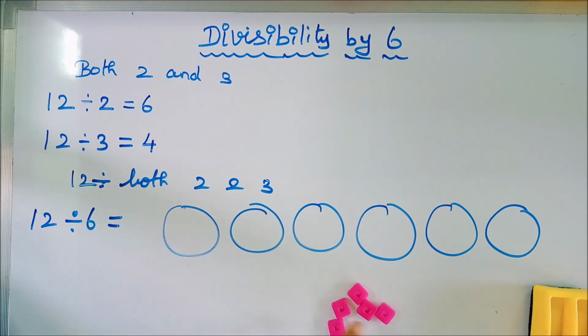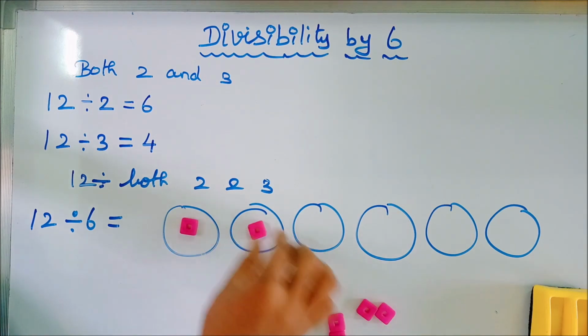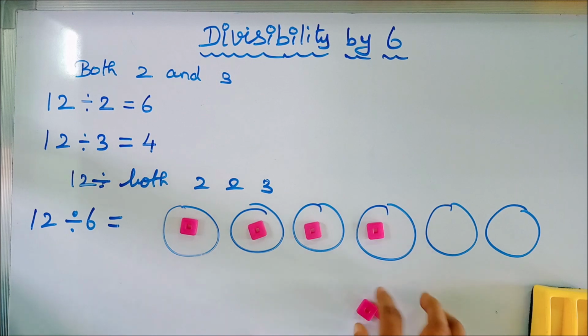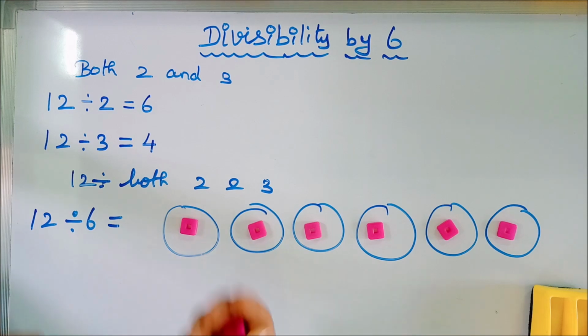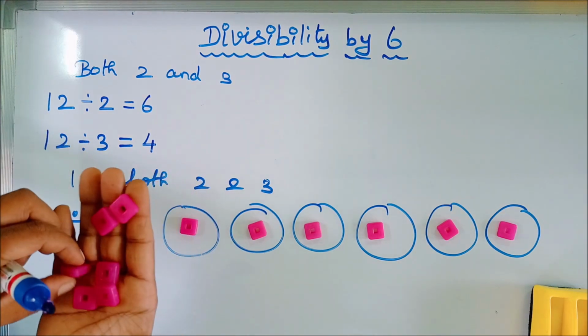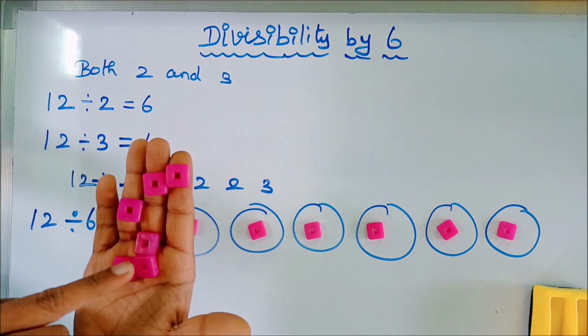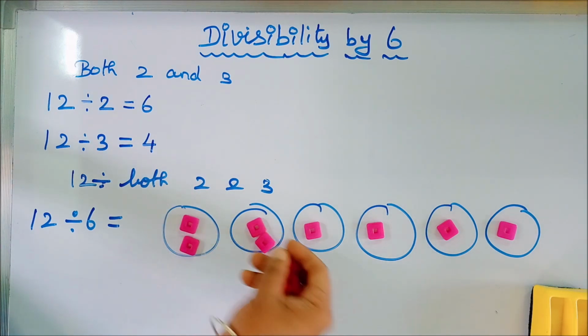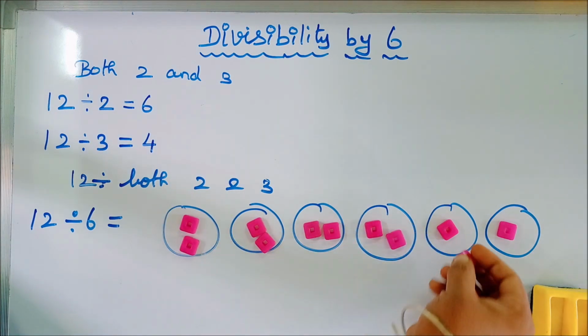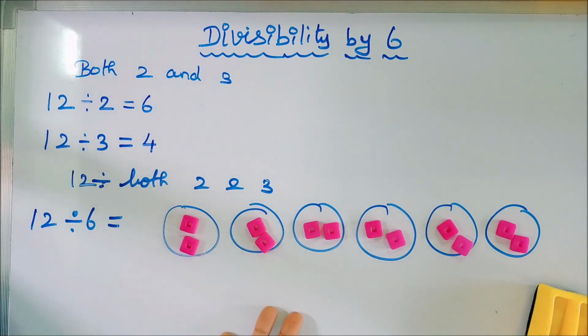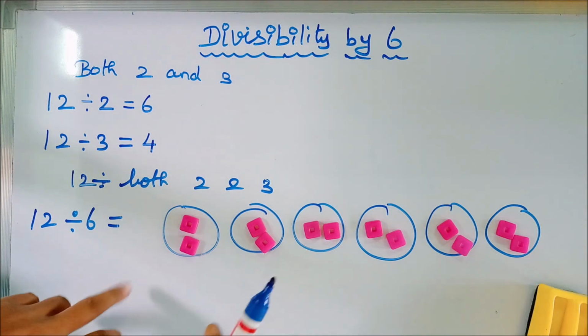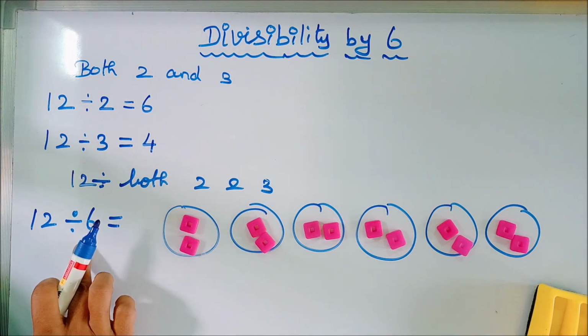Now we are going to divide these shapes into 6 equal parts. So first step you have to take 6 shapes. So give 1 to each set. 1, 2, 3, 4, 5, 6. Again you have to take 6 shapes and give 1 to each set. See, I have 6 shapes. So give 1 to each set. See, there is no remaining shapes. So we can say 12 is divisible by 6.